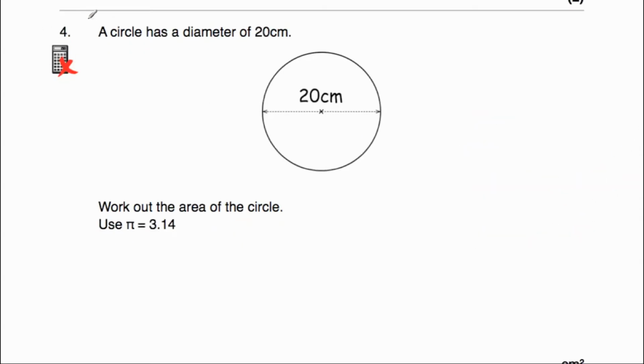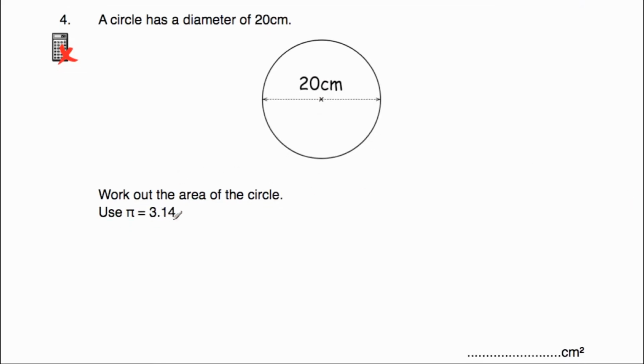Okay, let's have a look at question number 4. Question number 4 is a non-calculator question, and we've been given a circle with diameter 20 centimeters. So the distance from one side of the circle to the other side of the circle through the center is 20 centimeters. And we've been asked to work out the area of the circle, and we've been asked to use pi as 3.14.